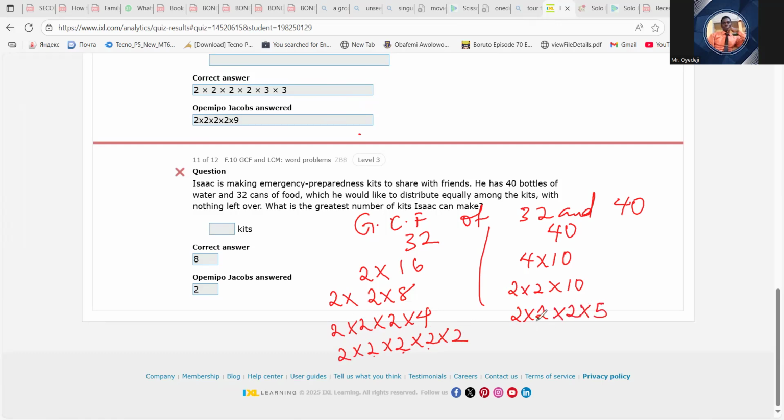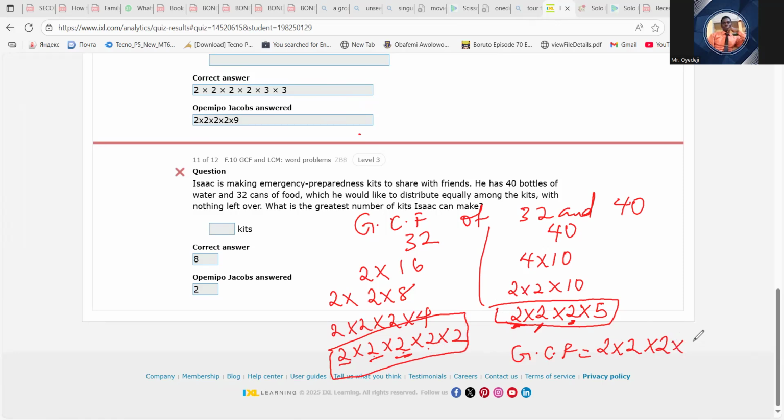Now let's look for the common factors in this part and this part. We have a 2 here and a 2 here too. We have another 2 here and another 2 here too. We have another 2 here and another 2 here too. So we have three 2's. That means the GCF equals 2 times 2 times 2. You can add times 1 also. So 2 times 2 is 4. 4 times 2 is 8. 8 times 1 is still 8. So the answer is 8.